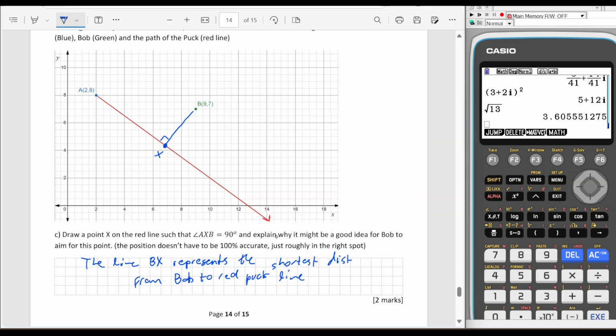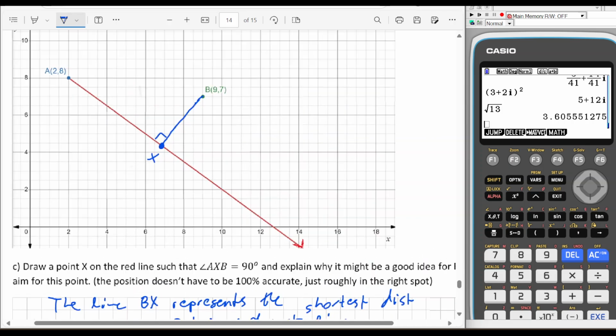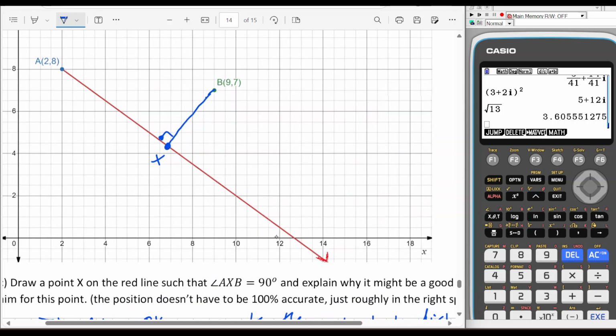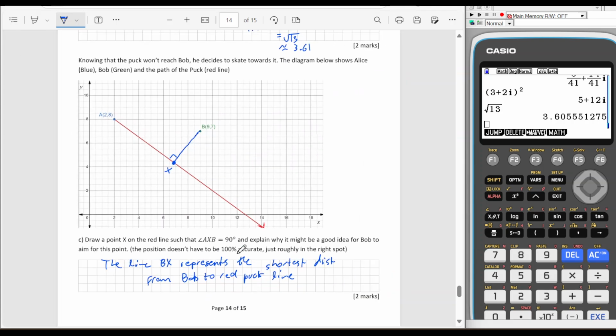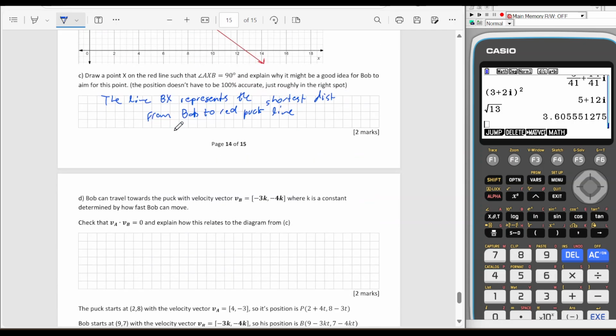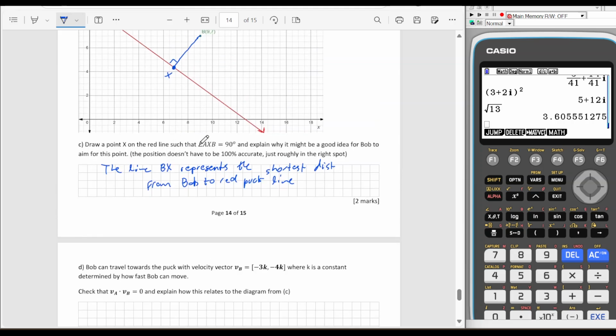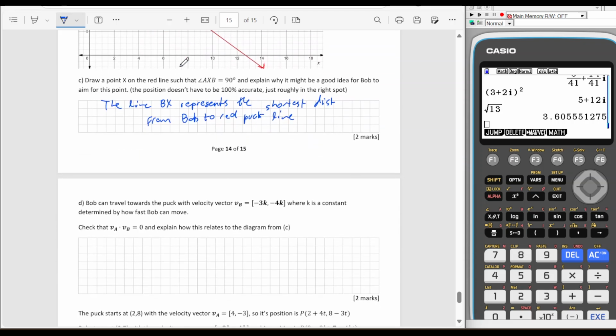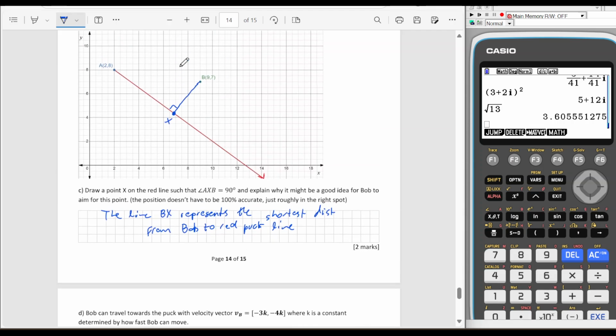I've never found a really good way to explain why this is the shortest distance. It is true. If you want the shortest distance, it's going to be a right angle. I mean, it just is, because if it wasn't a right angle, you're out here. I'm hoping we can agree that that's longer than the other line that I drew. Okay, but as long as you just say something like it's the shortest path Bob could travel, that's what I'm after. And obviously 1 mark's for saying that, and then the other mark is for actually drawing the point on the graph. So Bob travels there.